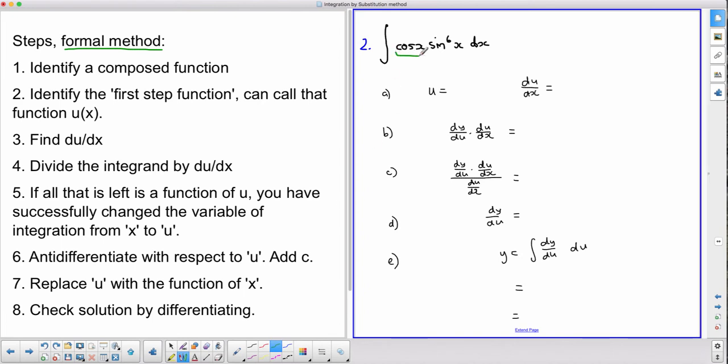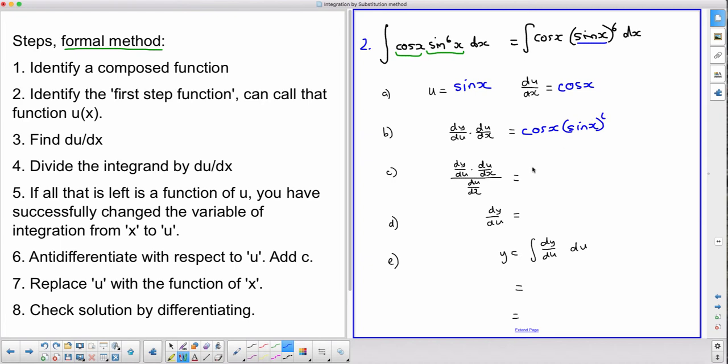Okay, our second example, we clearly see we have a product of two functions of x, so perhaps one of them could be described as du by dx and the other dy by du. Let's find out if we could. So we spot the composed function. I've rewritten it so that it's easier to see the first step and the second step.